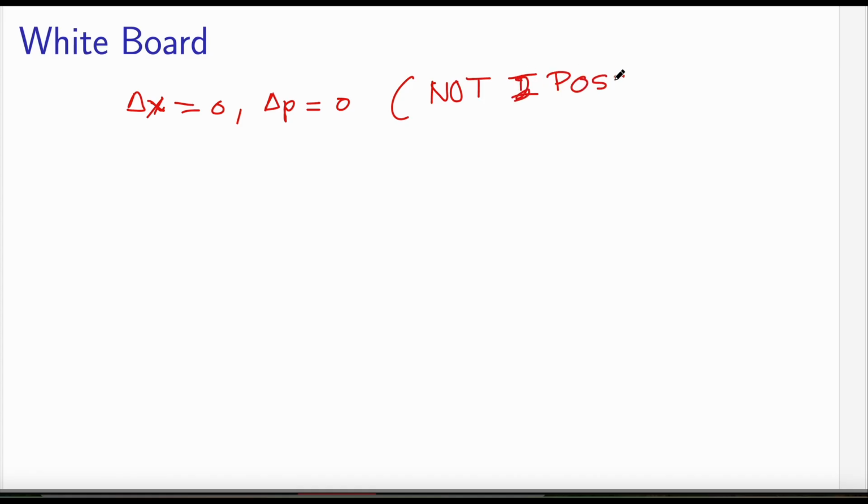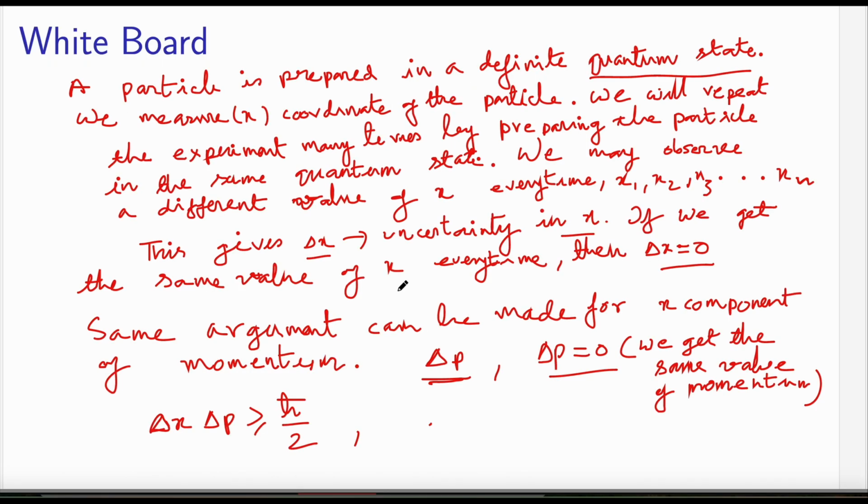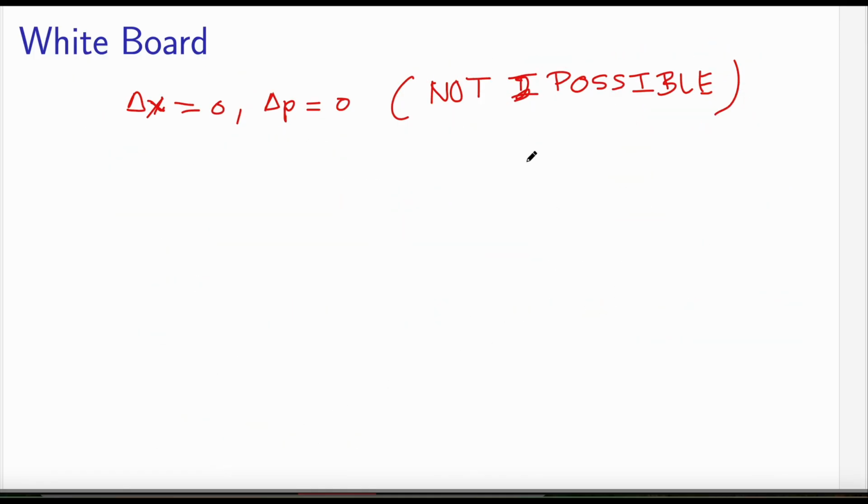That's what it is telling clearly. Okay? You can see from this relation that's not possible. Because it's telling us this times this should be greater than or equal to this. So if both delta x and delta p are 0, then this condition is not satisfied. Hence, this is not possible.